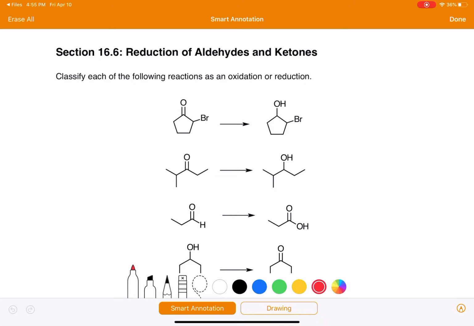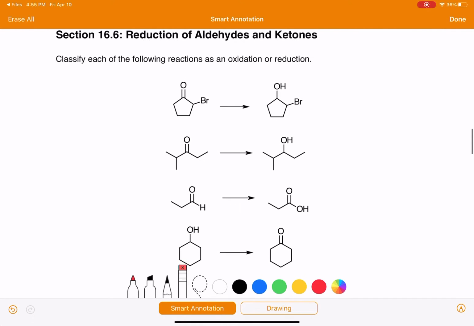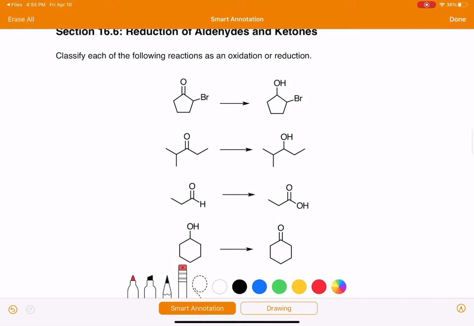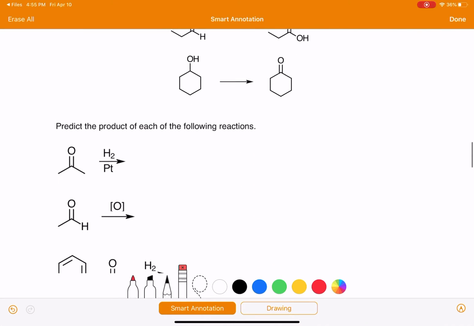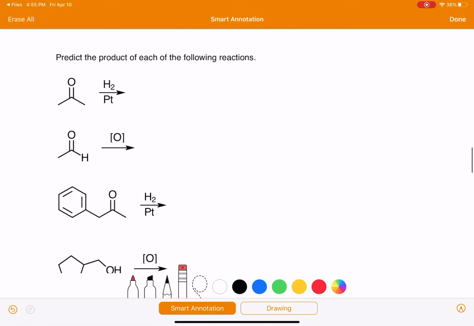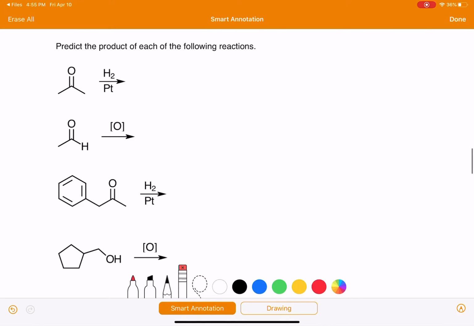We're going to do the section 16.6 worksheet next, and this has two parts to it. The first part is asking us to look at reactions and classify them as being either oxidations or reductions, which is not something that we've really practiced yet. And the second part is asking us to predict the products of oxidation and reduction reactions. And since we just finished practicing that, this is what I'd actually like to start with. Then we'll go up and do the first part.